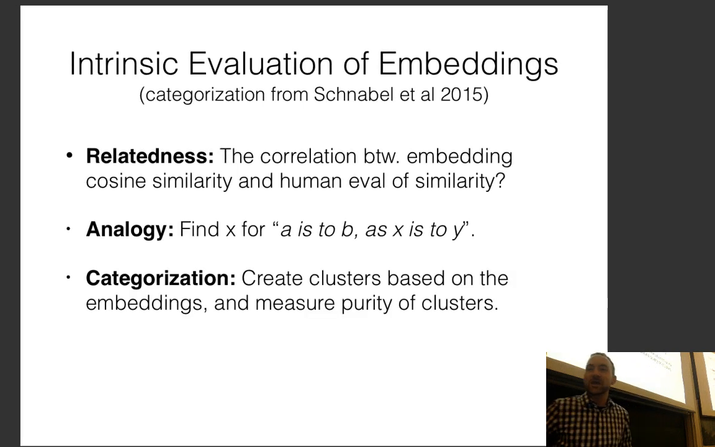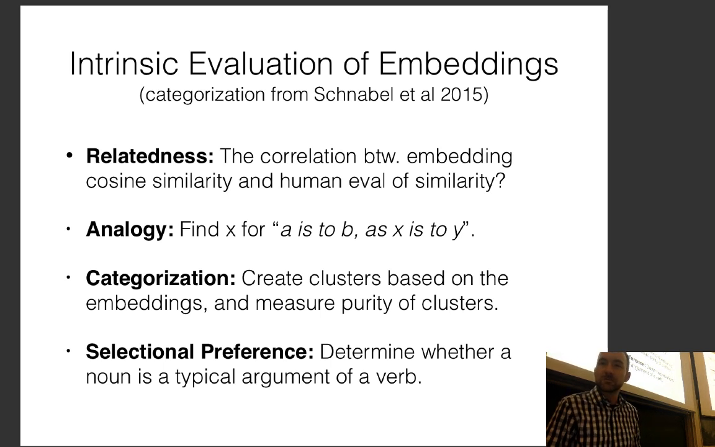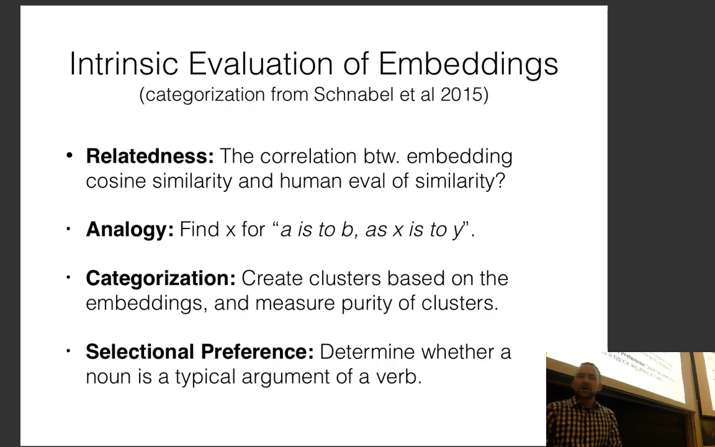And then also categorizations, where you can create clusters based on the embeddings and measure the purity of clusters. And then there's also something that's a little bit less common called selectional preference, which determines whether a noun is a typical argument of a verb, for example. So of these, I think the fourth one is kind of rare. The first three are ones that you see pretty frequently.